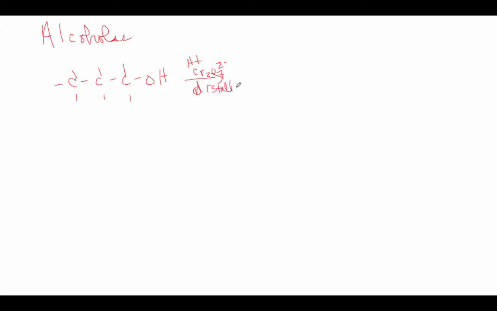Moving on to alcohols. You may have a primary alcohol. Right. If I put this into an acidified dichromate ion environment with distillation, you're going to make the aldehyde. You should draw all the H's.